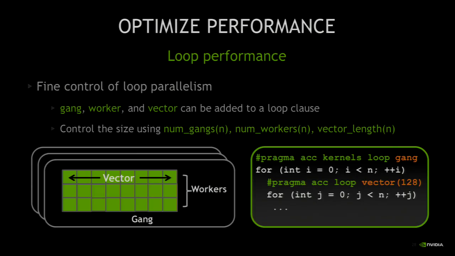You don't have to do that, but if you know more about your code, say in this particular inner loop I may only have 4 iterations, so I don't want the compiler to create a vector of 128. I want the compiler to create a vector of 4, so I want to specify that. So these are things you can look into and start optimizing your code with.